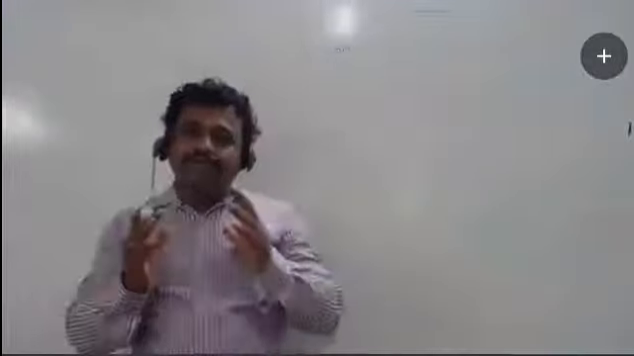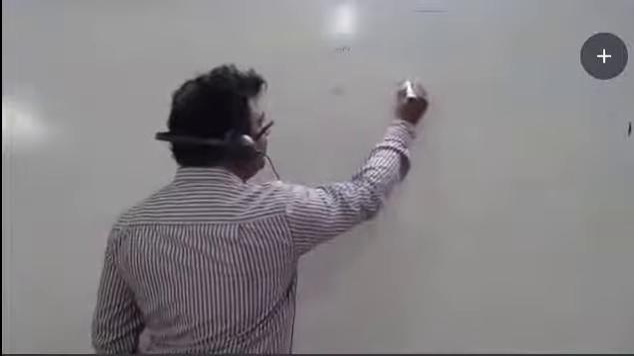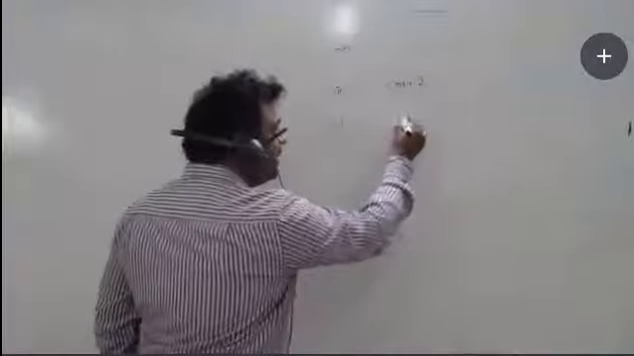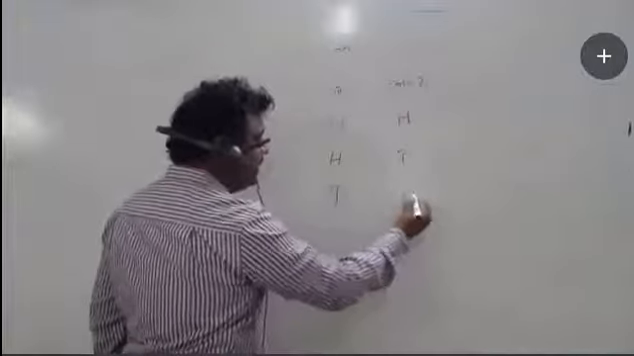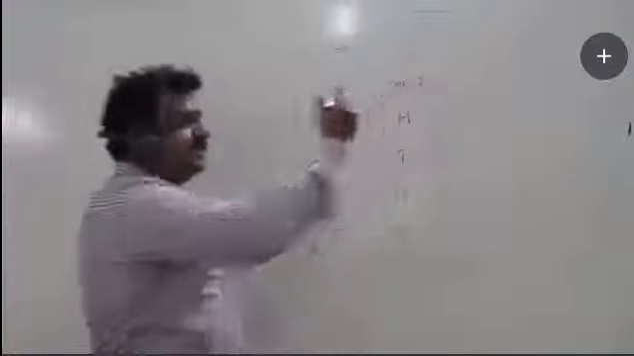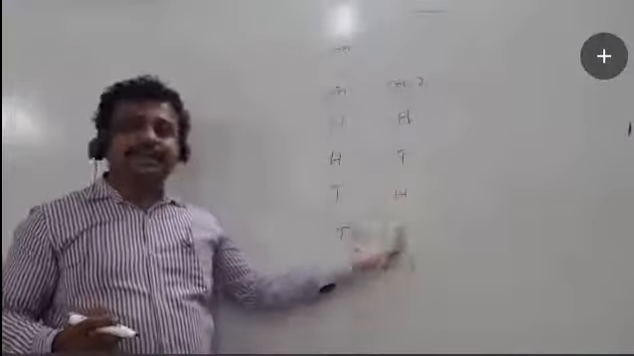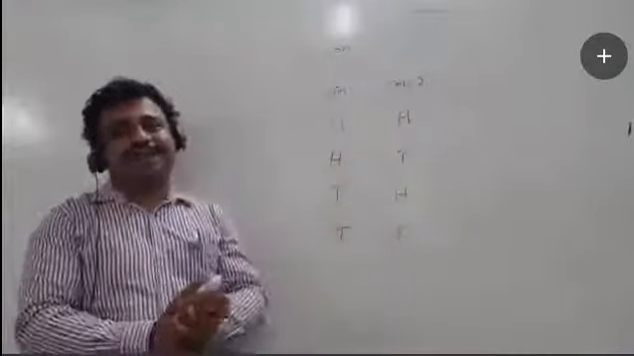Students, what are the favorable outcomes when we toss two coins? Observe here coin 1, coin 2. If the outcome of coin 1 is H, coin 2 may be H, it may be tail. If coin 1 is tail, coin 2 can be H, or both are tails. These situations, HH, HT, TH, TT, these four are the possible outcomes when we toss two coins.